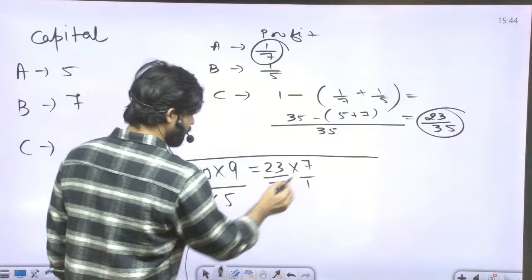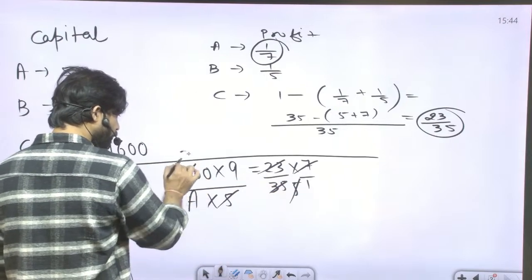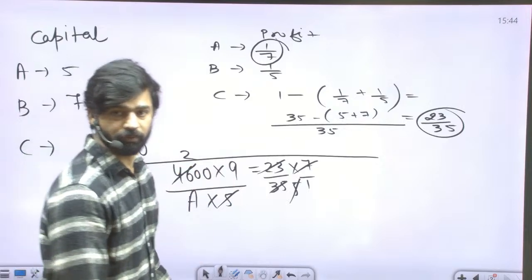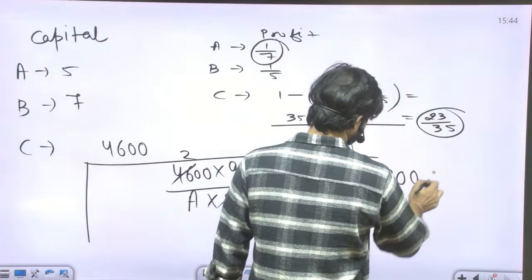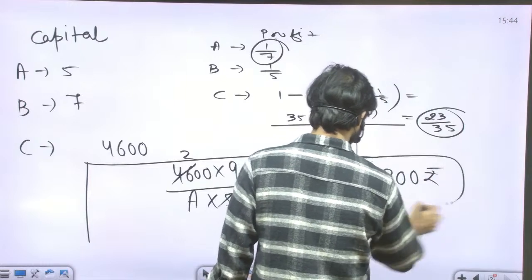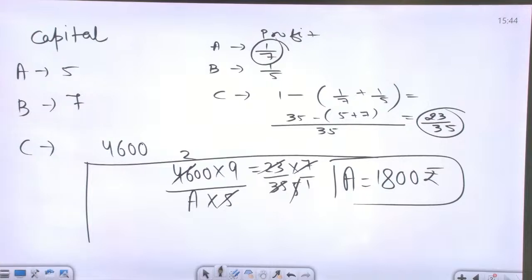Let's do the calculation now. 7, 5, 5, 5, 23 into 2, 9 into 2, 18. So the capital invested by A was 1800 rupees. Any problem? Please write the solutions. And if you have any kind of doubt, ask me.